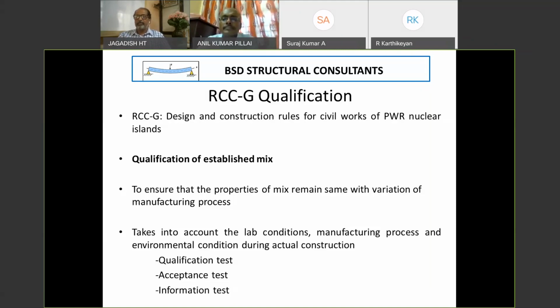Now, one word I used here, PWR nuclear island. PWR means pressurized water reactor. Before I go down to the next slide, I just want to give you a brief about the types of reactors, though it may not be so relevant to this particular topic today, but just as a background. There are different types of reactors worldwide. In India, the first reactor that was installed was Tarapur in Maharashtra, Unit 1 and 2, which was a boiling water reactor. These days, boiling water reactors are obsolete, they're not being used.